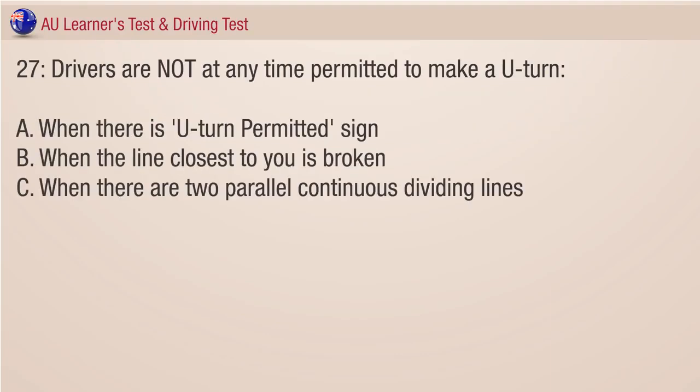Question 27. Drivers are not at any time permitted to make a U-turn: A. When there is a U-turn permitted sign. B. When the line closest to you is broken. C. When there are two parallel continuous dividing lines.